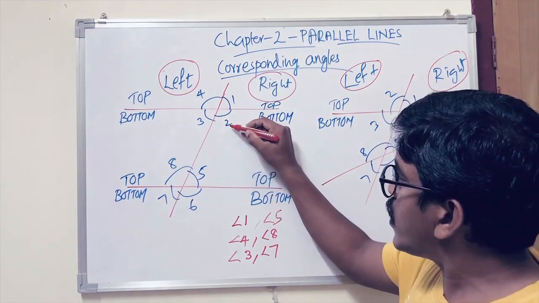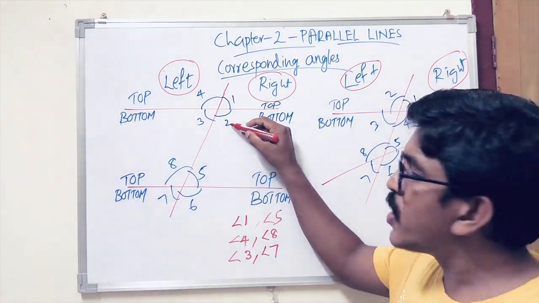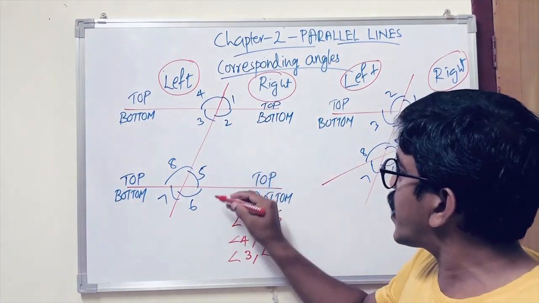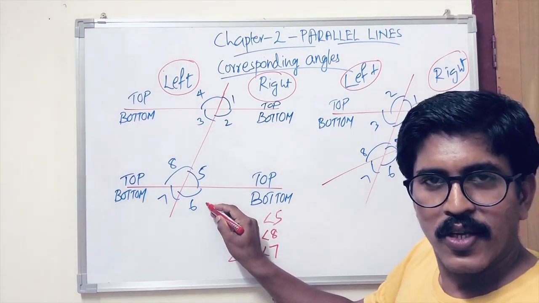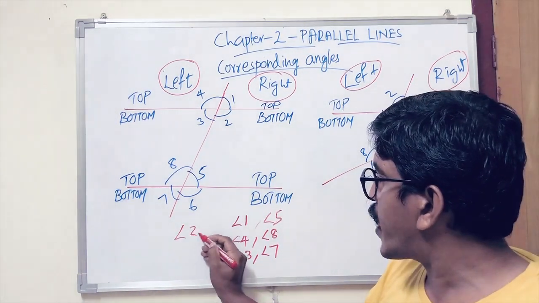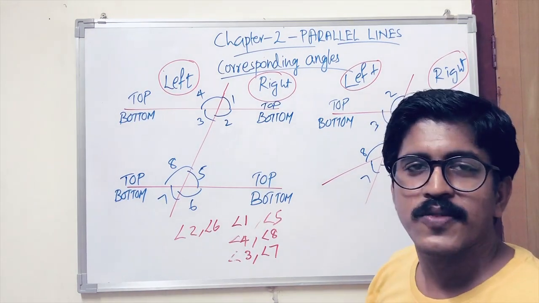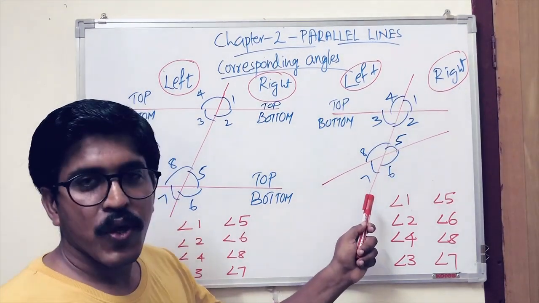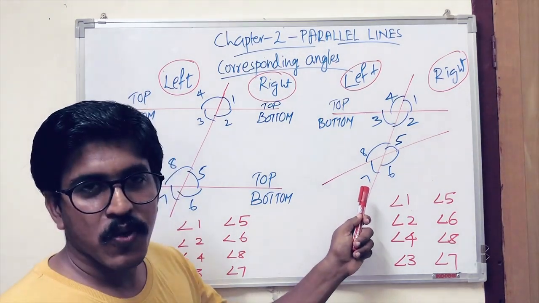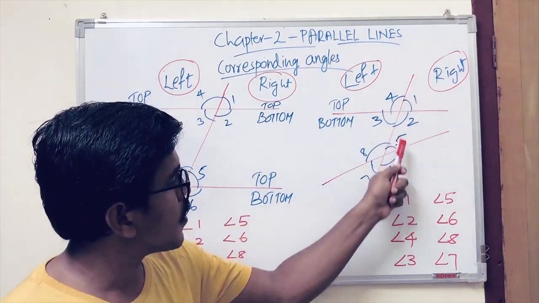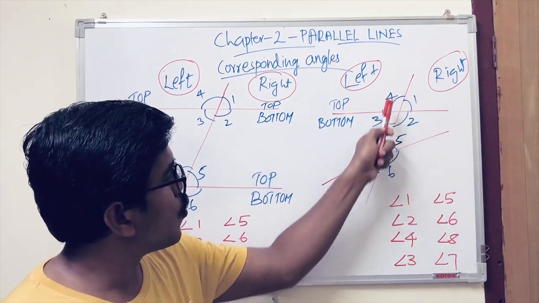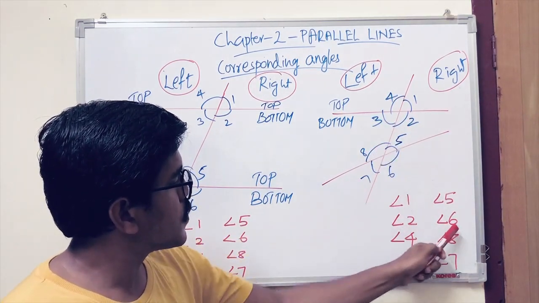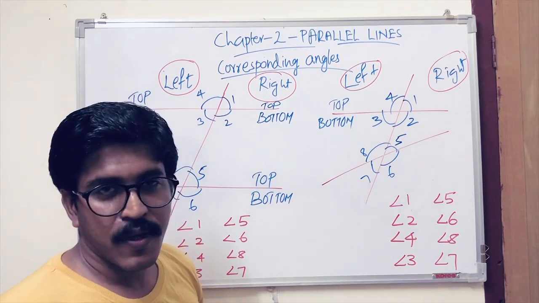The last one, angle 2. The position of angle 2 is right side bottom. The same position in the second line, you can see angle 6 has. So angle 2 and angle 6 are corresponding angles. In this figure also you can find the same pairs of corresponding angles, that is angle 1 and angle 5, angle 4 and angle 8, angle 2 and angle 6, and angle 3 and angle 7.